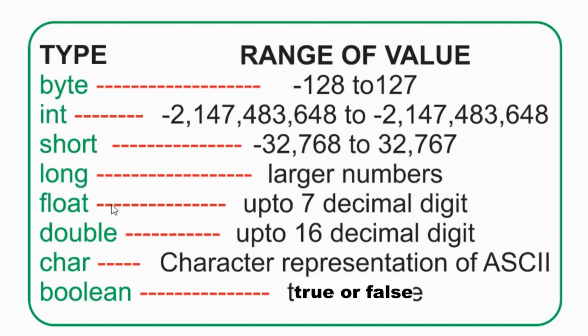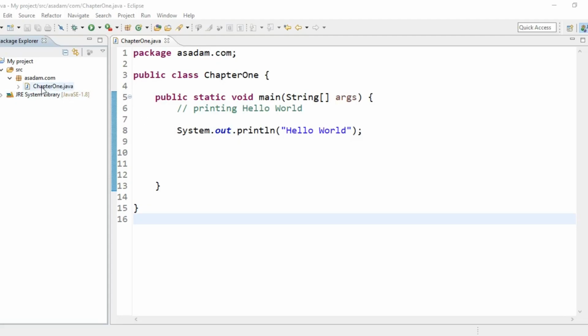Float is decimal, dealing with decimals up to 7 decimal digits, and double is bigger than float. We can store up to 16 decimal digits with double. And char is the character representation of ASCII, where we can store characters. Boolean is true or false. Now let's create another class.